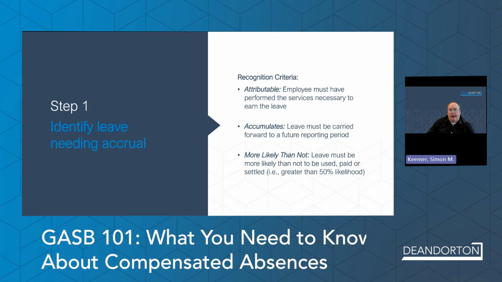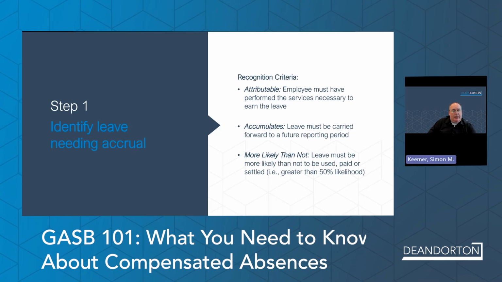So first off, we have the criteria called attributable, which in essence means that employees must have already performed the services necessary in order to earn the leave. We're only going to accrue leave that has been earned by employees. The next is accumulates, which means leave must be carried forward to a future reporting period. So this kind of replaces what we used to call vests, that the leave would vest. Now we talk about leave accumulating.